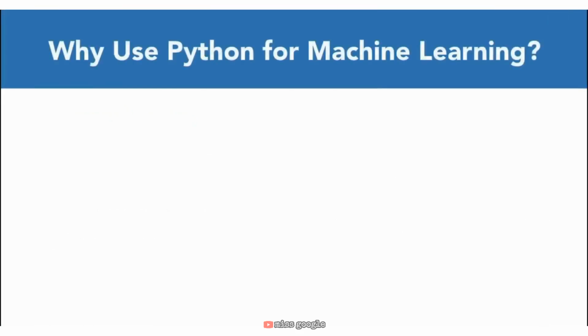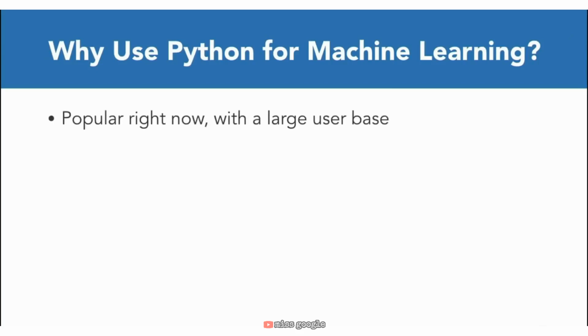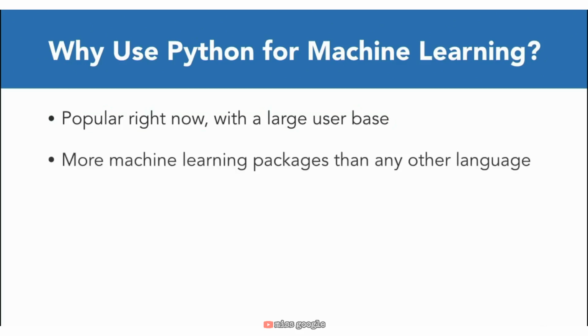In this lesson, we're going to discuss why Python is being used in this course, and more broadly, why Python is the most popular language for machine learning. From a very high level, Python is used for machine learning for a few reasons. One, it's very popular right now and has a very large user base. More importantly, that large user base means nice documentation, lots of quality tutorials, and a lot of activity on Stack Overflow. Secondly, Python has more machine learning packages than any other language.